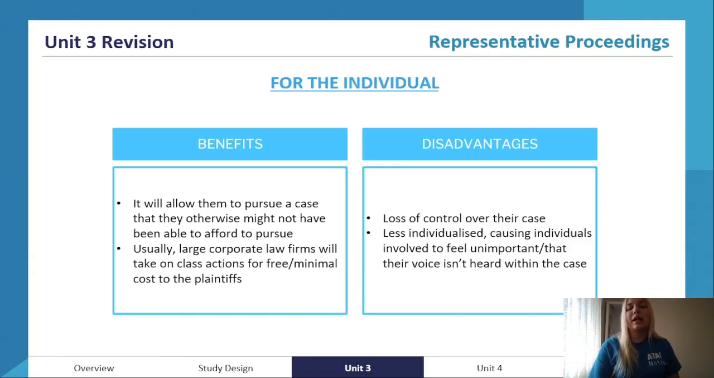For the individual as well, some other disadvantages we have to consider is that they may feel that they have loss of control over their case, because if you're not the lead plaintiff, you don't even go to court. You have no say in what evidence is used, what lawyer, how you want to present the case at all. And it can make individuals feel unimportant or that their voice isn't heard within the case. Obviously, a lack of fairness is also a potential issue. The case may not have been presented in its best light, and the outcome may have been unfair or wrong, but it will still apply to everyone within the plaintiff group.